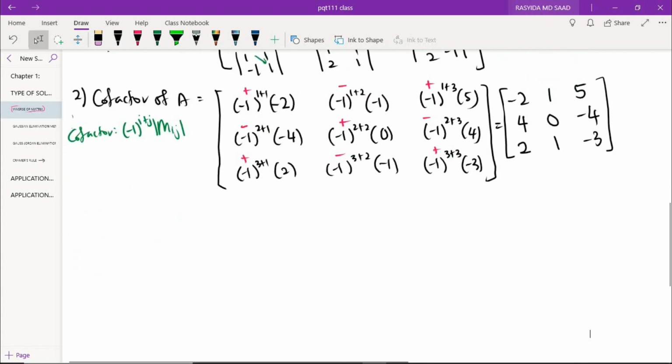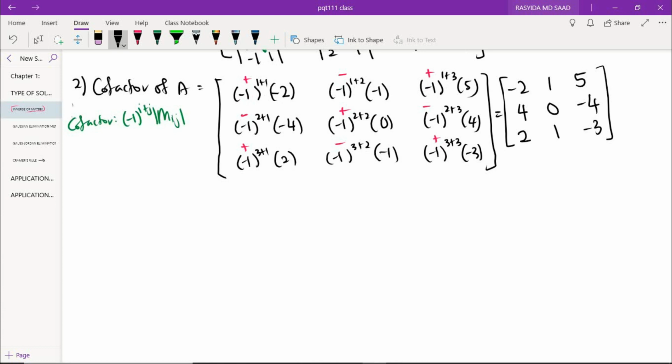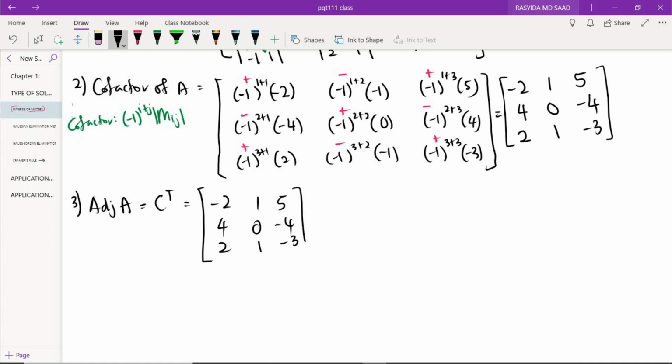Then the next one, you already got the cofactor, and before we can find the inverse of A, we need to find the adjoint of A. What is the adjoint of A? Adjoint of A is the transpose of the cofactor. So transpose of this cofactor, I write down the cofactor first. Okay, so transpose of this matrix, you get negative 2, 1, 5, 4, 0, negative 4, 2, 1, negative 3. So this is the adjoint.